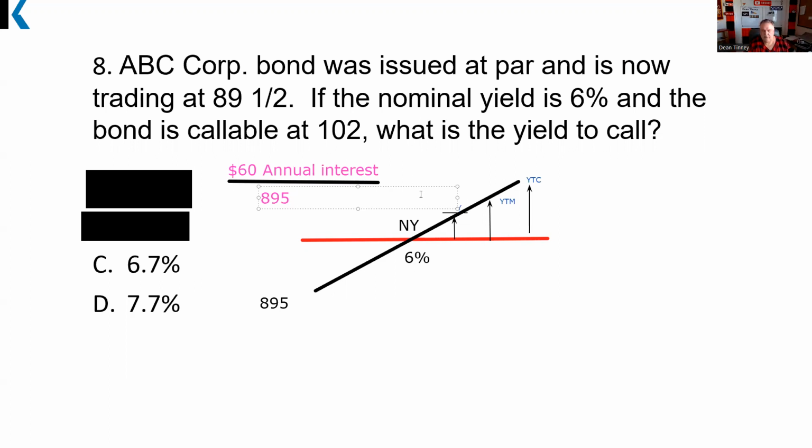Now, as we said, that's kind of helpful because once we get that current yield of 6.7, which is testable, I mean, you have to be able to do current yield, I can eliminate 6.7 as the answer. Because remember, they asked me yield to call, and I just figured out that it can't be 6.7. It's got to be something higher than 6.7.